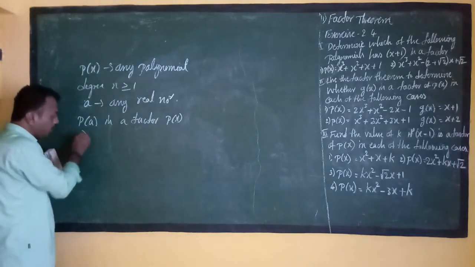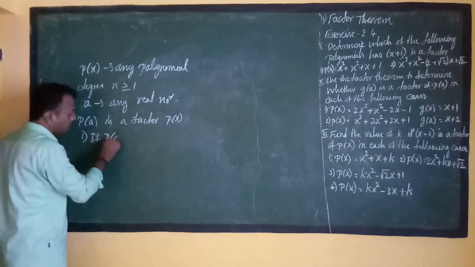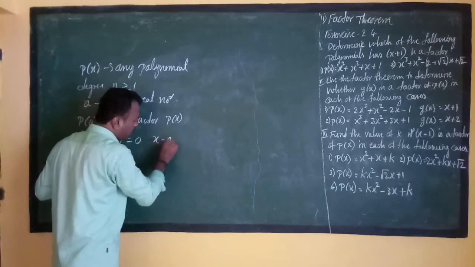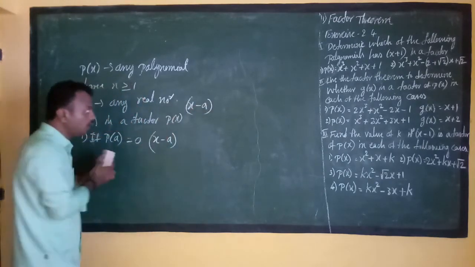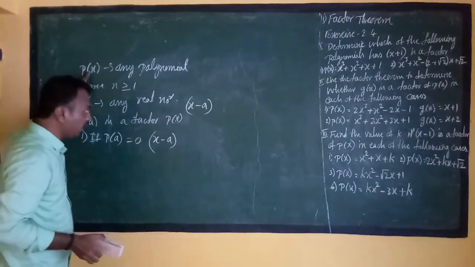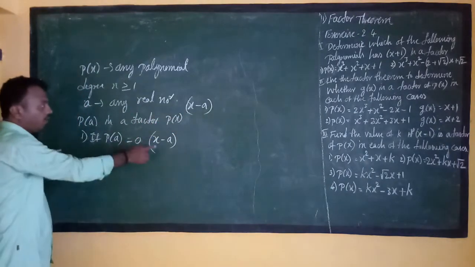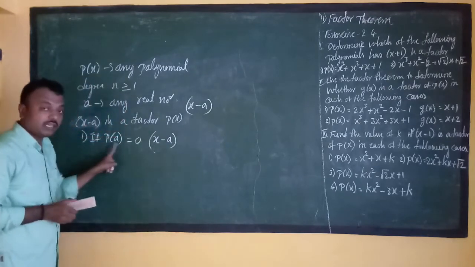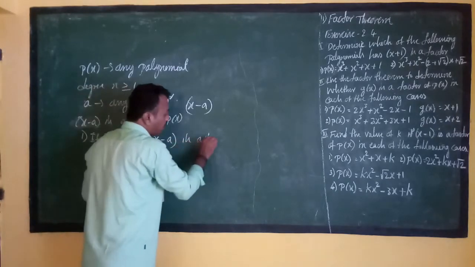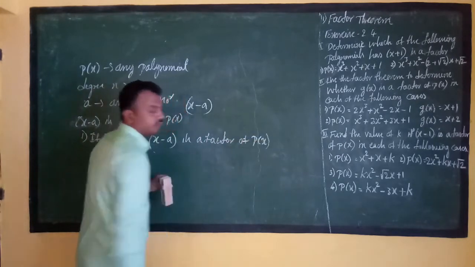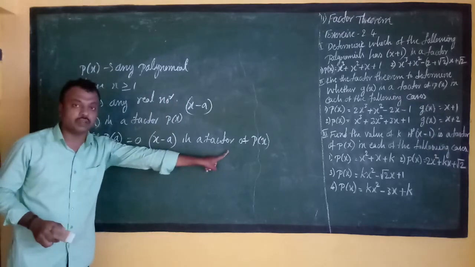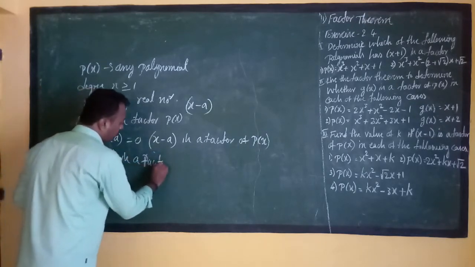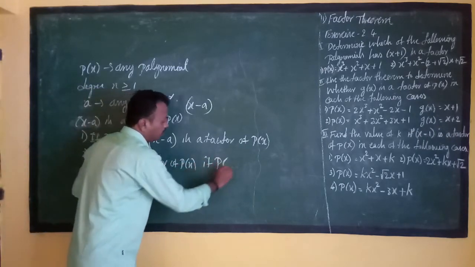Then two conditions are there. If p of a is equal to 0, then x minus a is a factor of p of x, where a is any real number and x minus a is one of the other polynomials. Sorry, it is not p of a, x minus a is a factor of p of x. So x minus a is a factor of p of x if p of a is equal to 0.